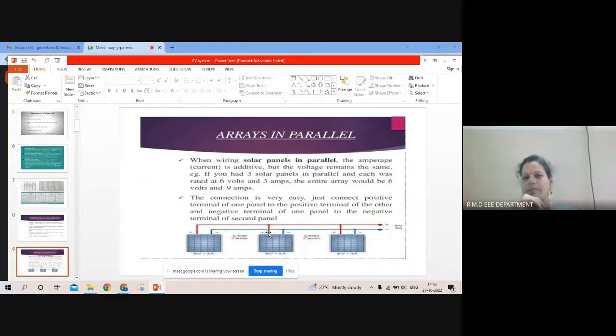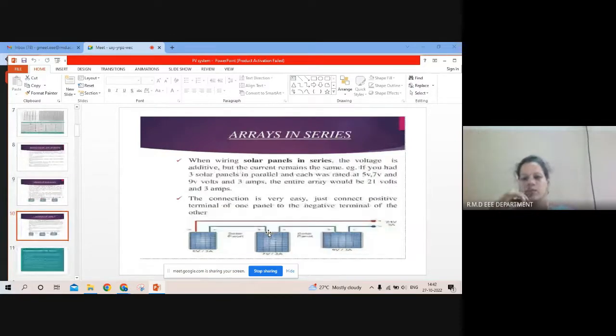When solar panels are connected in parallel, we all know that in parallel the currents get added, but the voltage remains the same. This schematic diagram shows you how the arrays are connected in parallel. So if a single panel has a capacity of 6 volts and 3 amps, then the output of the entire panel is 9 amps and 6 volts.